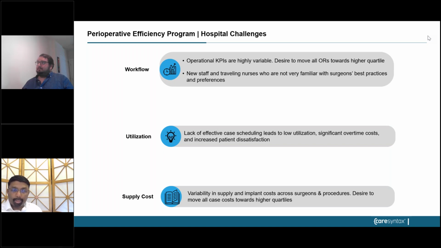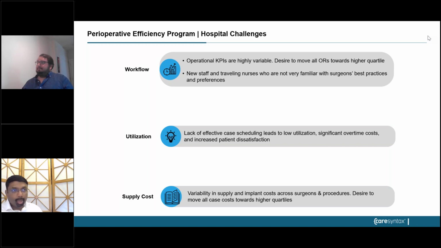We've also heard a lot about utilization problems, right? So Alex spoke about how every minute of the OR is somewhere around $37 per minute, $60 per minute, all the way up to $200 per minute. If you don't have effective utilization management in here, you're looking at significant overtime costs and some patient dissatisfaction.